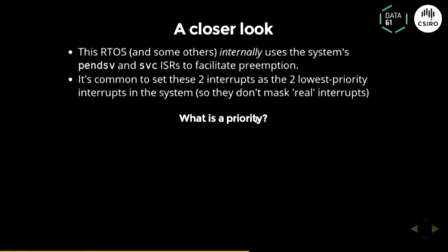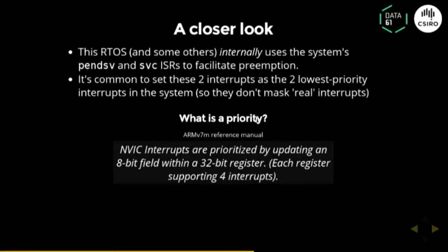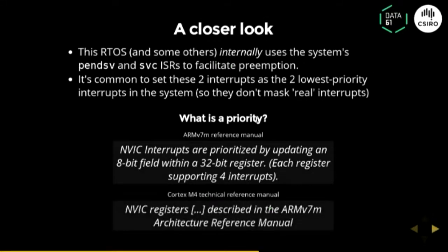But what this means is, when I say that you need to use the two lowest priority interrupts, a priority in terms of interrupts is just that if you have two interrupts that occur at the same time, the one of higher priority will execute before the one of lower priority. That's it. But in the context of the ARMv7 architecture, which is what these things run, a priority is apparently an 8-bit field in a 32-bit register. That's what ARM says it should be. That's in the standard. If you look at another standard for the Cortex-M4, they just say to look at the first one, so that's not very helpful.